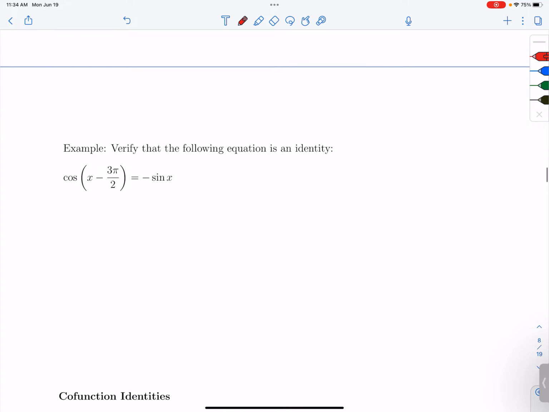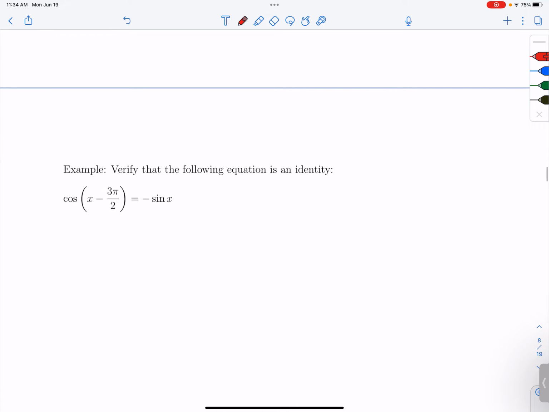All right, so we can use these sum and difference identities to verify other identities. So let's see what we have here. I have cosine of x minus 3 pi over 2 is equal to negative sine of x. So I want to show that these are equal to each other. I'm going to work with the left-hand side here. And this is just cosine of a minus b here, right? I have a and b. So I can expand this using the difference formula.